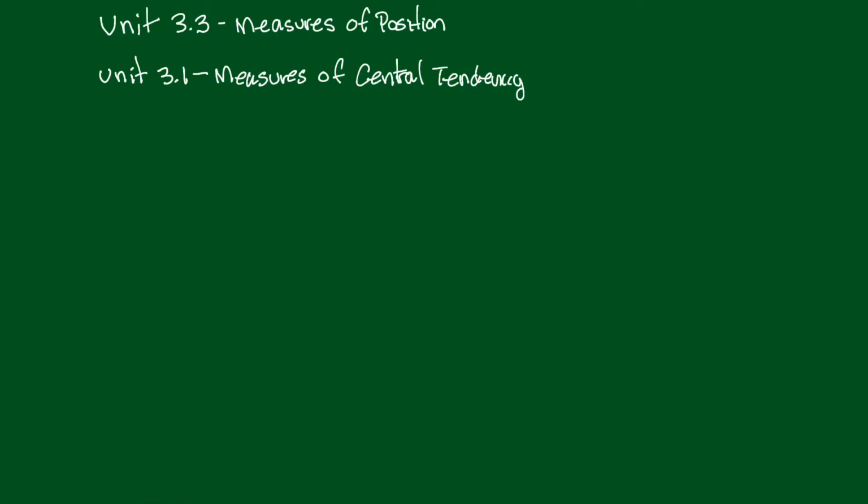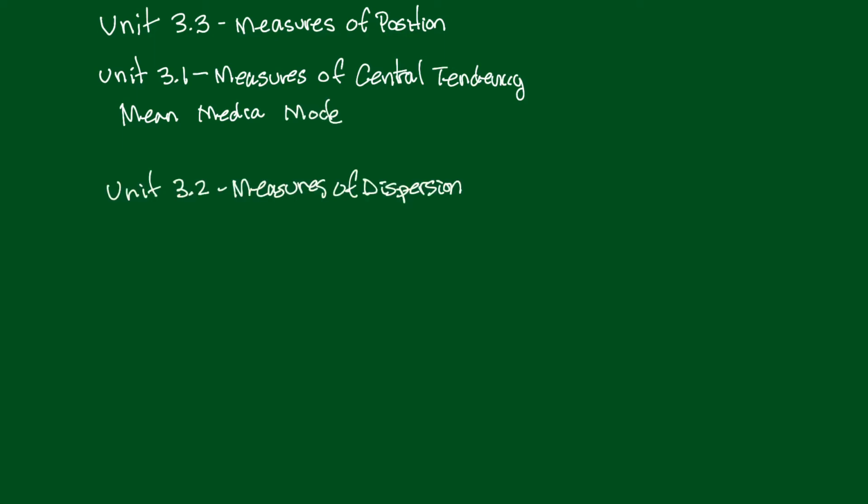In Unit 3.1, we took a look at measures of central tendency. Those were the mean, the median, and the mode. And then in Unit 3.2, we took a look at measures of dispersion, how the data was spread out, and we looked at the variance and then the standard deviation.